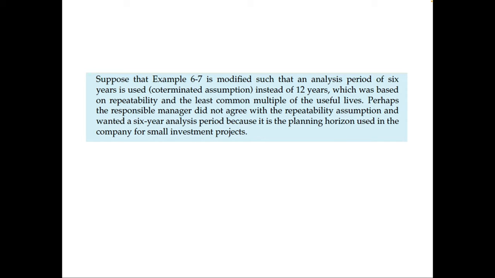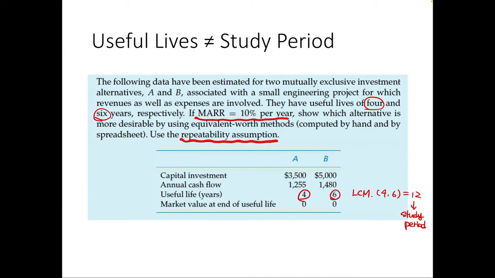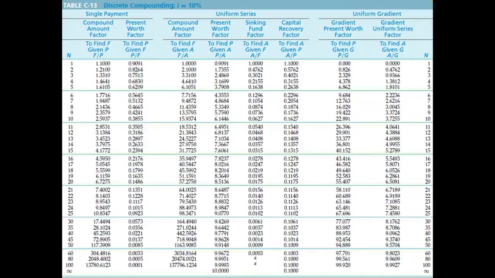And now let's take a look at the same example of the 4-year and 6-year projects we just solved. Let's go back to check that example. So here we have two options, A and B, and the useful life is 4 and 6. Okay, and we decide to use 12 years as a study period so that it's at least a common multiple of 4 and 6.